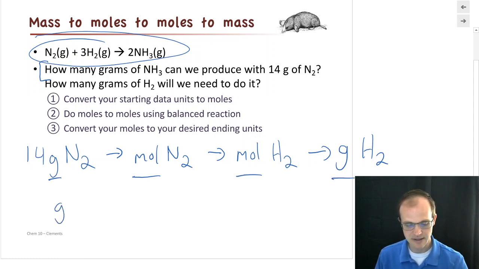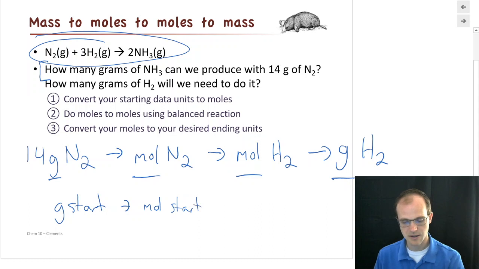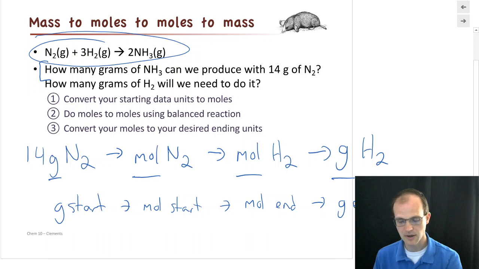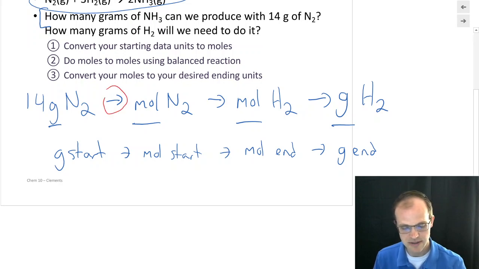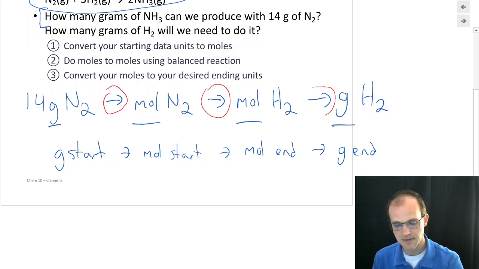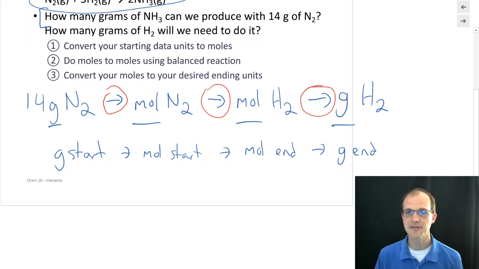Another way of saying it is the grams of what we start with to the moles of what we start with to the moles that we end with to the grams of what we end with. And our plan looks something like that. So now that we've got the plan, remember when you have a unit plan, each one of these arrows is a conversion. So how many conversions am I going to have to do? I'm going to have 3 conversions. So I can just start writing this out.